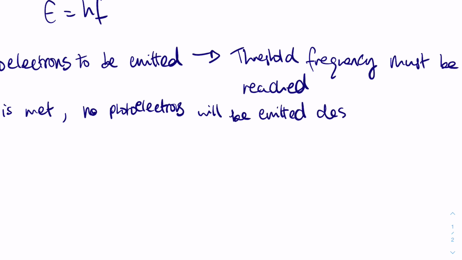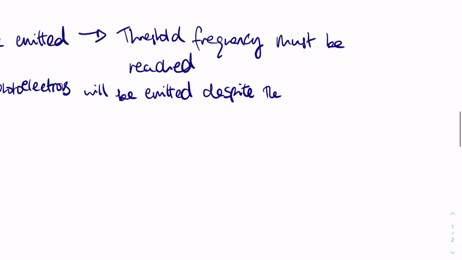despite the intensity, or despite the magnitude of intensity. So it doesn't matter how many photons you have shining upon that surface. You could have an infinite number of photons shining on that surface. If none of them have the threshold frequency, then none of the electrons would be emitted.